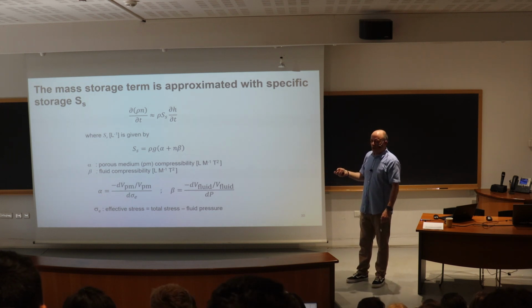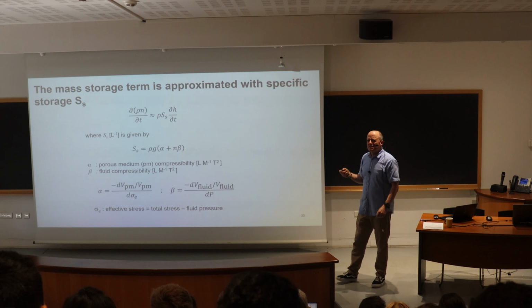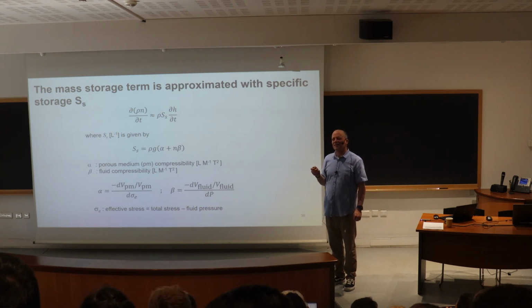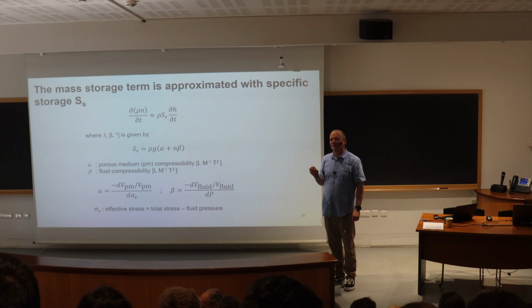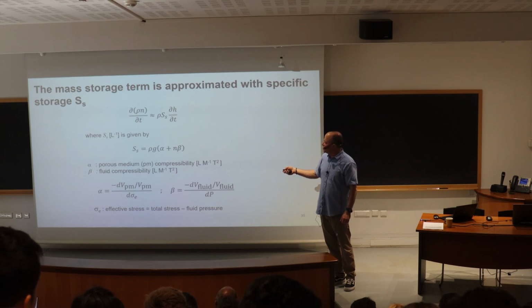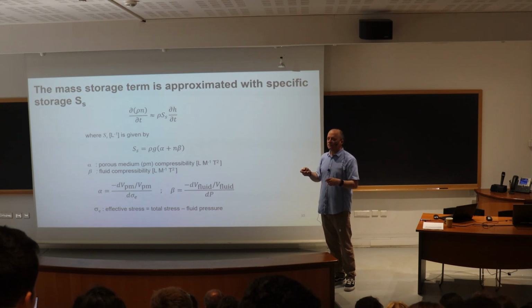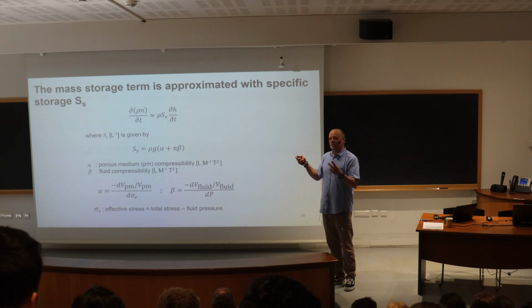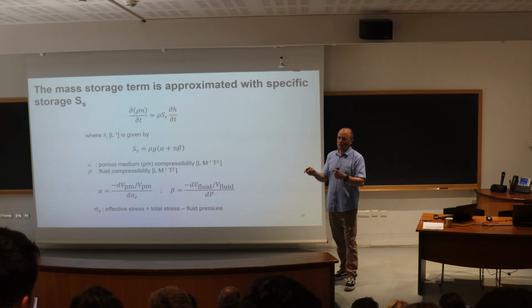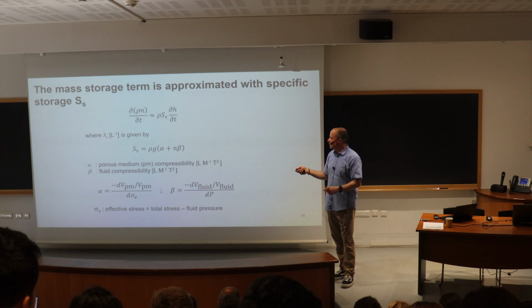So the specific storage, it's a property of... Yes? So what does it physically mean in this storage term? Is there a physical meaning of this term? Yeah, the specific storage, it's here. That's the definition of specific storage. It has units of 1 over length. And it has 2 components. Actually, it represents the compressibility of the porous medium and the compressibility of the fluid.